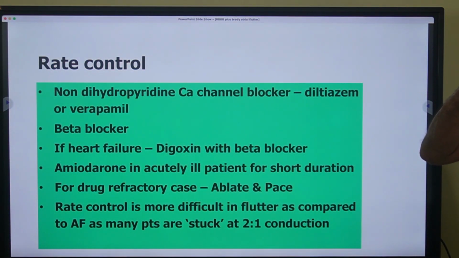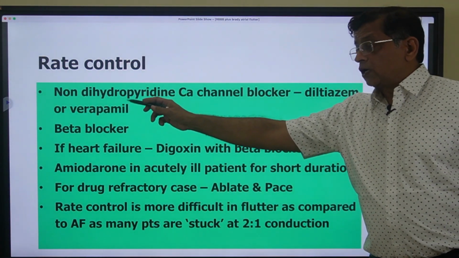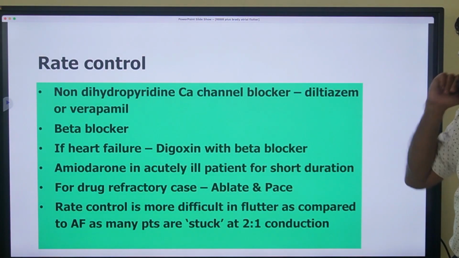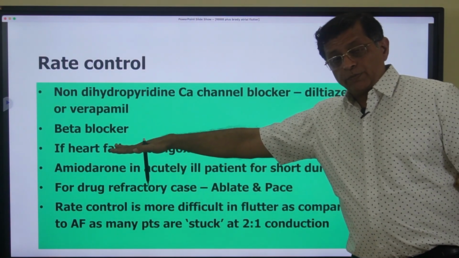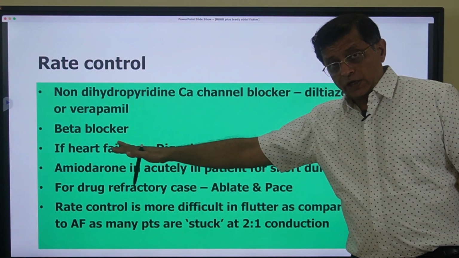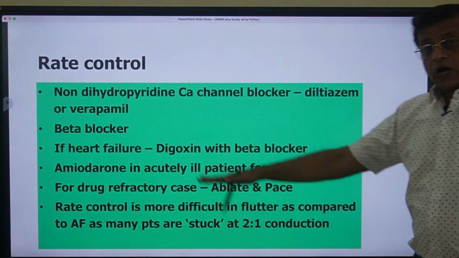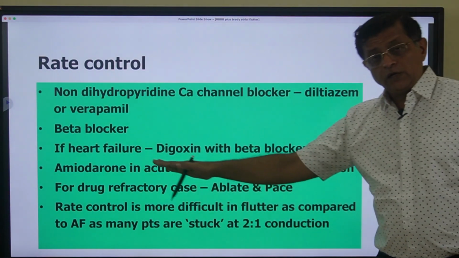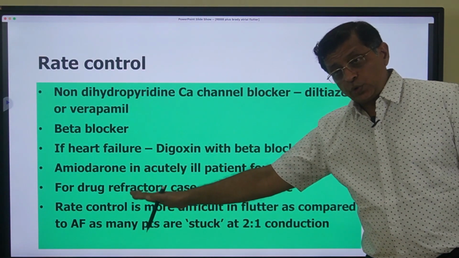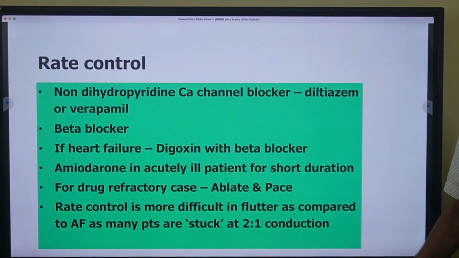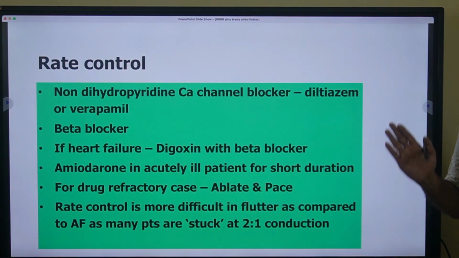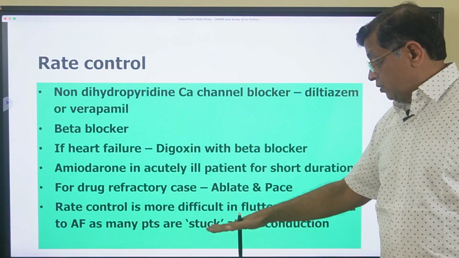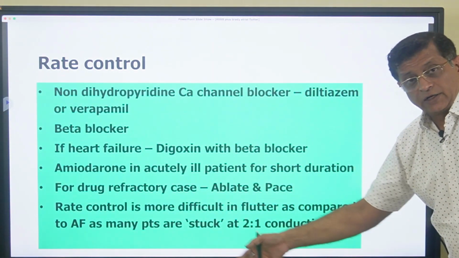The most common drugs that we use for rate control are non-dihydropyridine calcium channel blockers like diltiazem and verapamil. The second option could be a beta blocker, especially if the patient is hyperthyroid. If there is heart failure, you could give digoxin plus beta blockers. In an acutely ill patient, for a short period of time, you can also give amiodarone. In atrial flutter, rate control is slightly more difficult than in atrial fibrillation, because these patients are sort of stuck at 2:1 block.